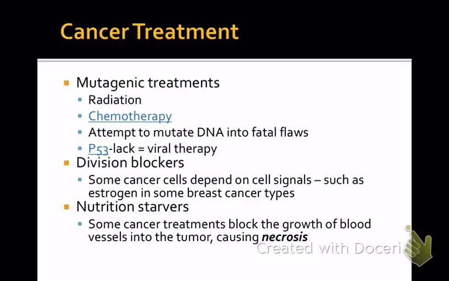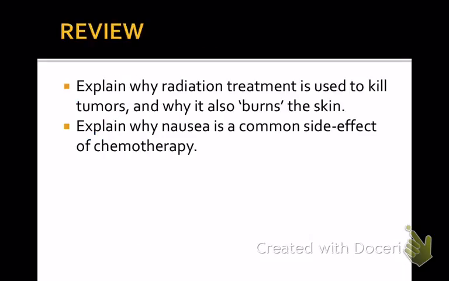So why would radiation treatment burn the skin? Tell me about skin cells. They're rapidly dividing cells. So just as with nausea from chemotherapy, radiation burns are hitting the cells that divide rapidly, and hitting them in that S phase when they're most susceptible to mutation.